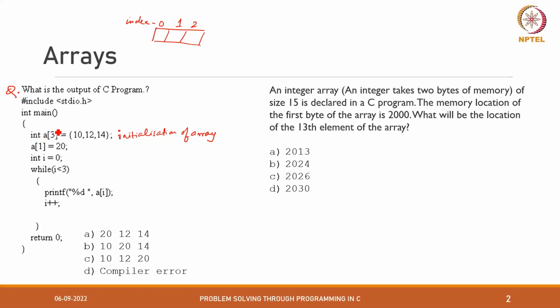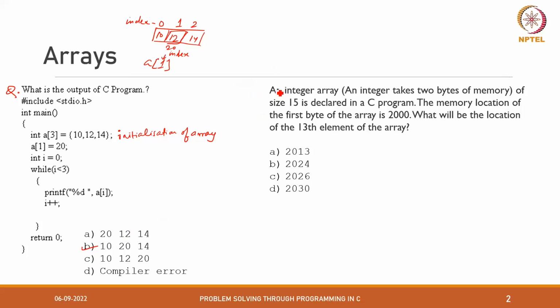So when we define an array of 3 elements, we have 3 elements with the index 0, 1 and 2. So when we say a of 1, this is the index that we are specifying, that the element at the first index should be 20. Initially it was 10, 12 and 14, and then we changed this particular element at index number 1 to the value 20. So when we print this now, we'll get 10, 20 and 14. So this will be the answer.